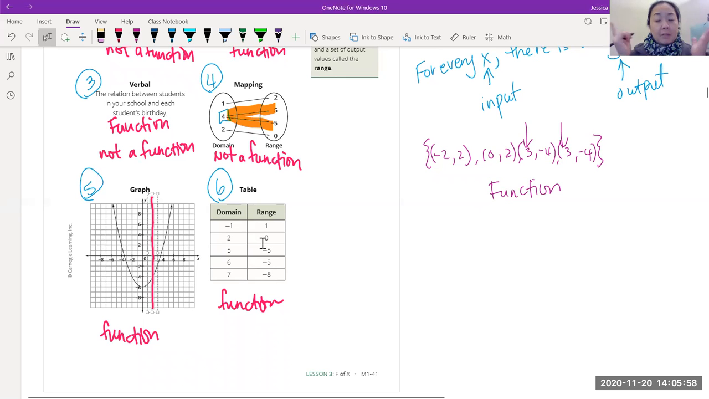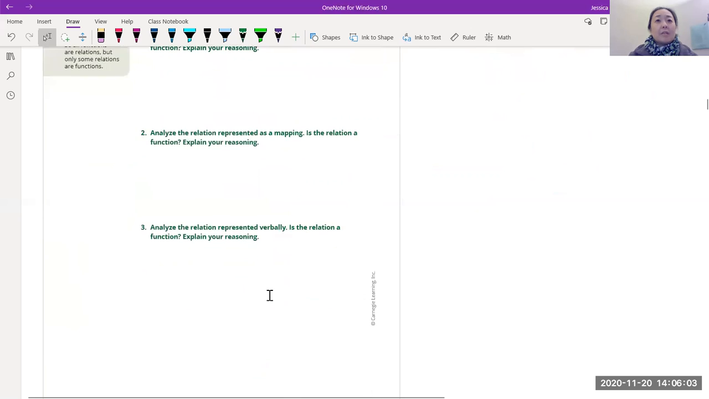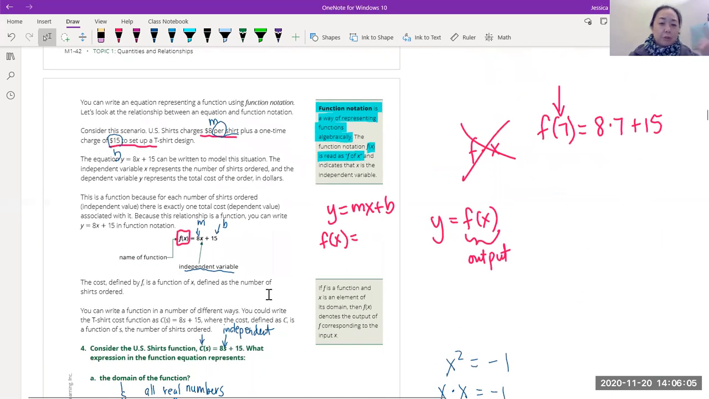But one x to one y, then we're good. Okay, so that is definitely a function. And then we did a little bit of skipping here because we already knew the thing about function and what that meant. And so here's function notation, right? And a few things to note. Okay, well, let's take a look at the scenario first.